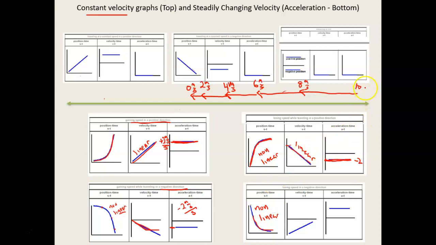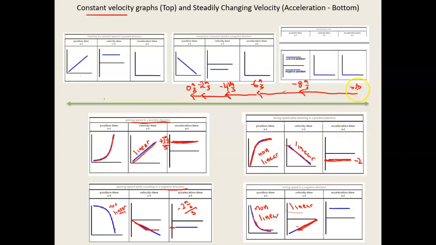Our velocity started out, it should all be negative velocities because we're moving in the negative direction. So our velocity started out at -10, so a relatively large negative value. And then the velocity steadily increased up to 0. Okay, so this is again linear and not horizontal.